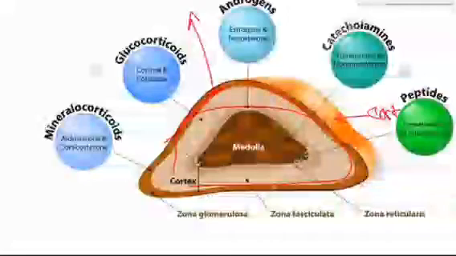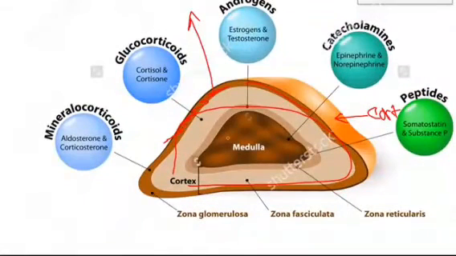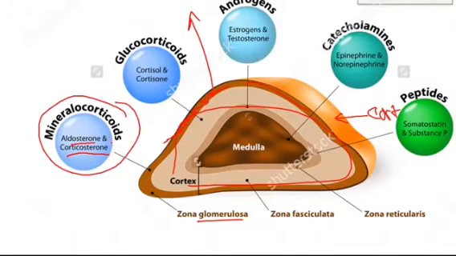Now the steroid hormones: in the cortex, if you look clearly, you will see three different zones. One is the zona glomerulosa, which secretes mineralocorticoids. Mineralocorticoids involve aldosterone and corticosterone. These are the types of hormones that they secrete.